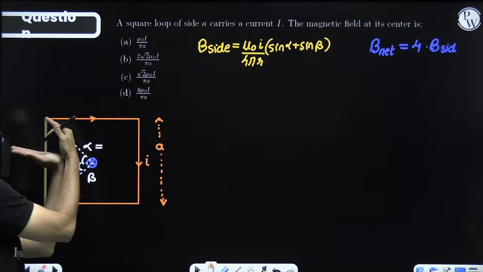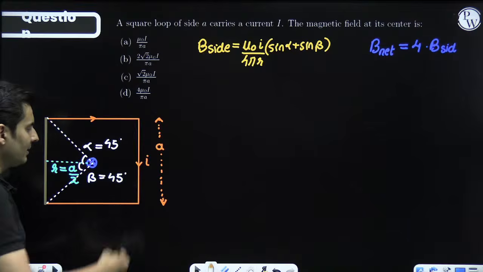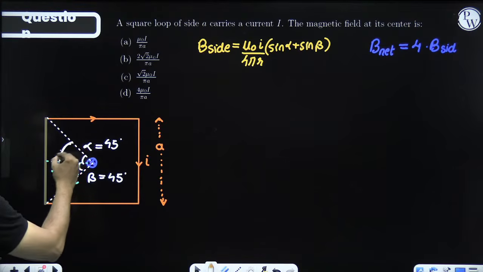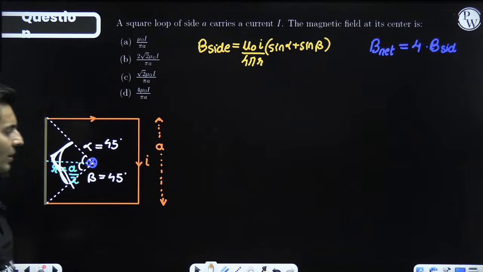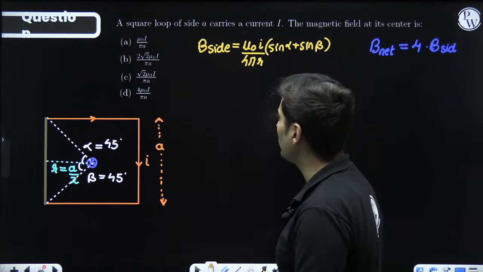Alpha, think about it, 45 degrees. And this will also be 45 degrees. Yeah, because this total angle will be 90 degrees. So they are exactly congruent, because it's a perfect square, right? So that's it, 45 and 45 degrees.